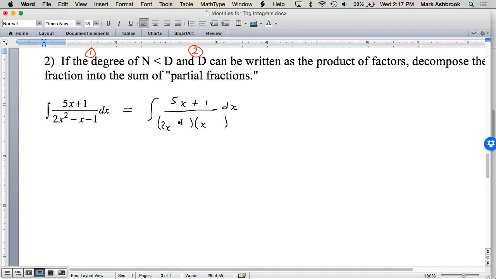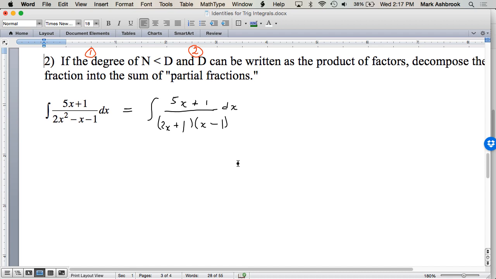So 2x plus 1. You're all thinking this, right? x minus 1. That gives us that middle term of minus x, right? So we got the 2x squared, we got the -1, and then 1x minus 2x gives us minus x. Agreed?